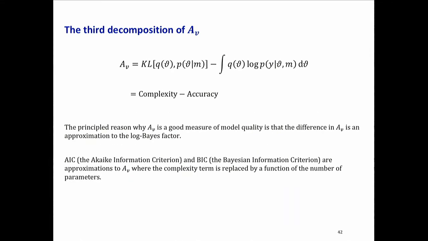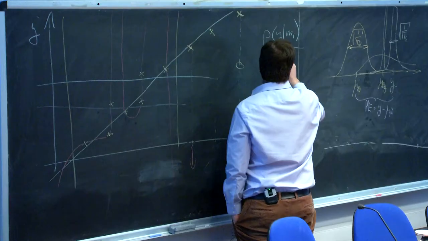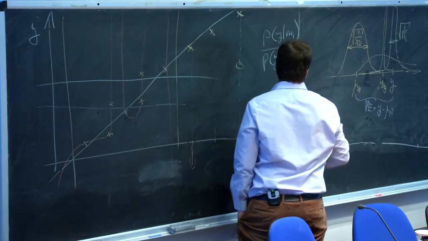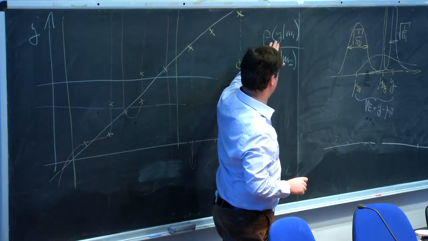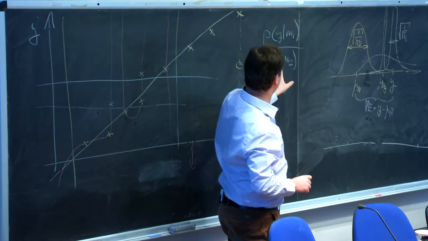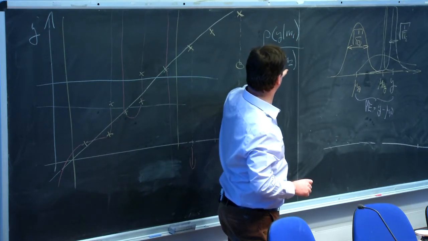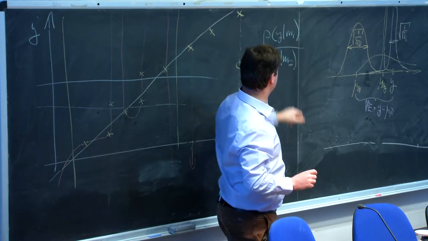So, the principal reason why AV is a good measure of model quality is that the difference in AV is an approximation to the log Bayes factor. The Bayes factor is simply the model evidence of one model, probability of model one divided by probability of model two. This is the Bayes factor. This is often used to score different models. So this has to be the same. We can only compare how different models fit the same data set. So Y is the same data set here. And we compare model one and model two.